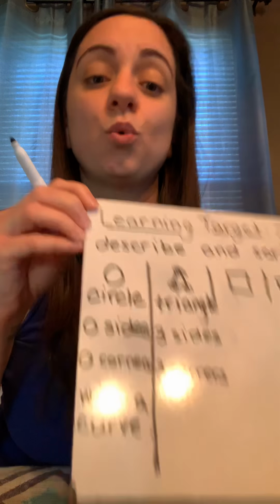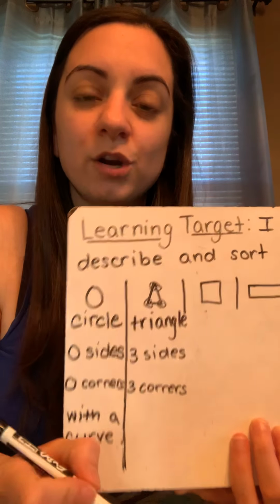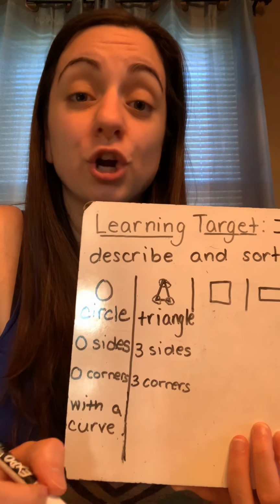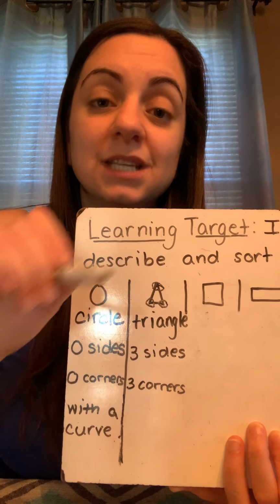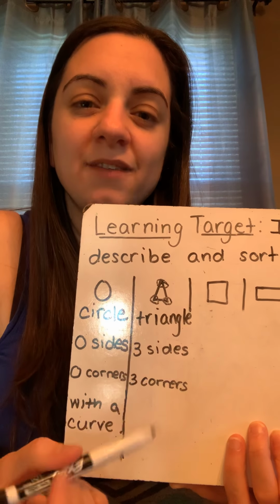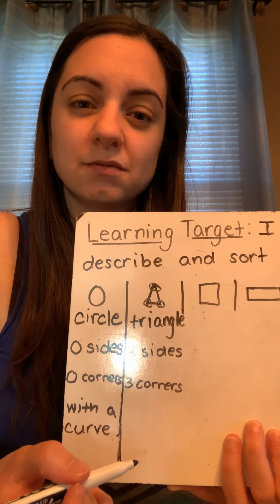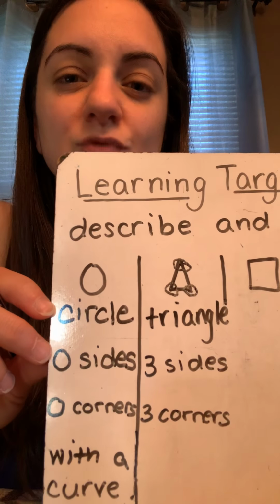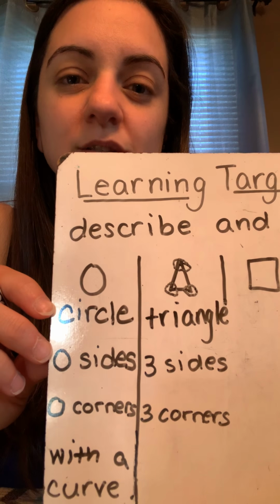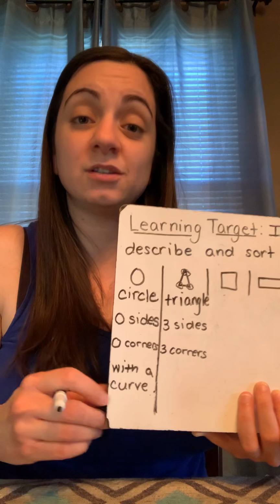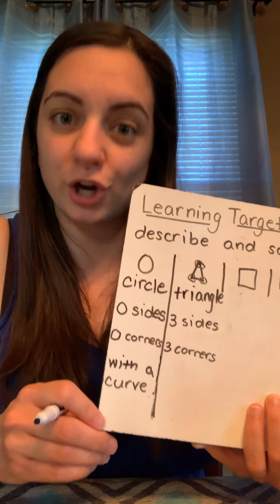Let's think about this. Is a triangle a shape with a curve or without a curve? Now remember, a curve means that it is rounded. Does a triangle have any rounded parts? Look at it. Does a triangle have any rounded parts? No. All of the sides are straight. So a triangle is a shape without a curve. Let's write that. Without a curve.